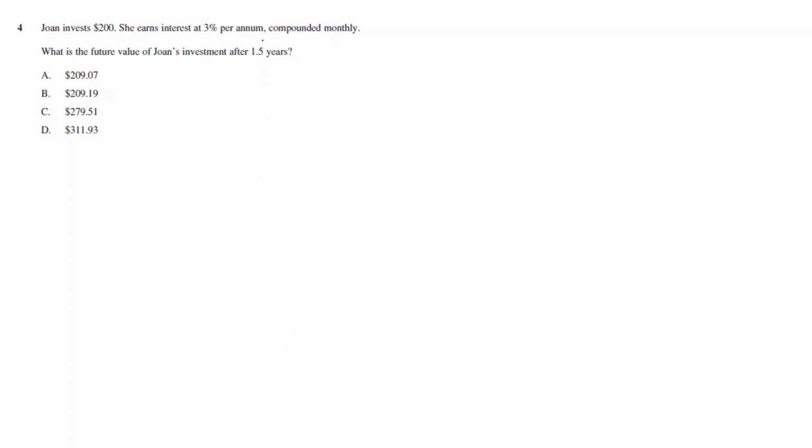So a few things to note here. This is 3% per annum compounded monthly. So the compounding is happening monthly. That's very critical. So you need to convert the interest rate on a monthly basis. So 3% divided by 12. So that would be 0.25% per month.